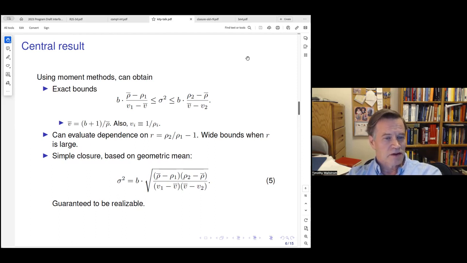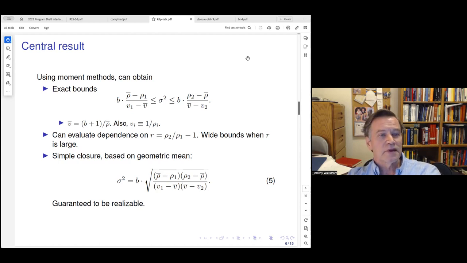Given these formulas, you can evaluate how this depends on this R quantity, which is how unequal these densities are. And as I'll show below, the bounds actually get pretty large. You have a lot of uncertainty when R is large. And then you can also get from this approach, if you want to have a single value that you can use, a closure just by taking the geometric mean of the upper and lower bounds. And this is guaranteed to be realizable because it's in that range.